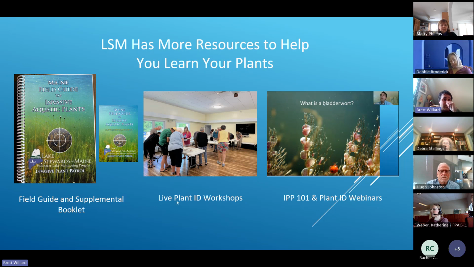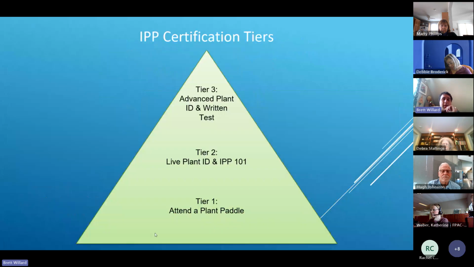We have more resources. We have a field guide with an added supplemental booklet to cover some more plants. We do live plant ID workshops, IPP 101, plant ID workshops. We have lots of things that we can do. And we also certify our volunteers. We have a 3-tier certification system. Right now, we're focusing on tiers 1 and 2. Through trainings, people can sign up to be certified. This lets us know that we have a degree of confidence in how they're doing and what they know. So when they submit their data, we know what courses they've taken and their level of training.